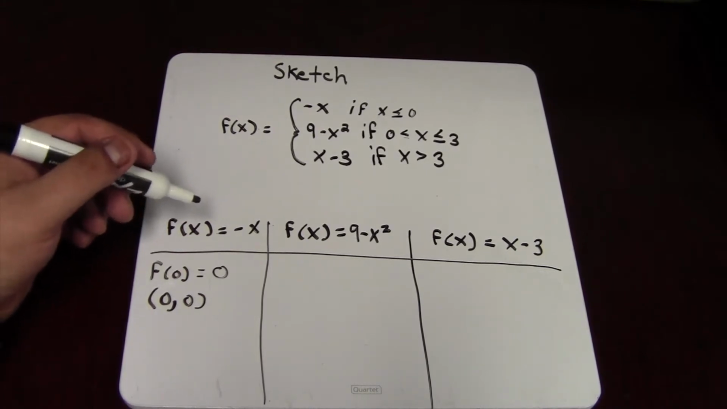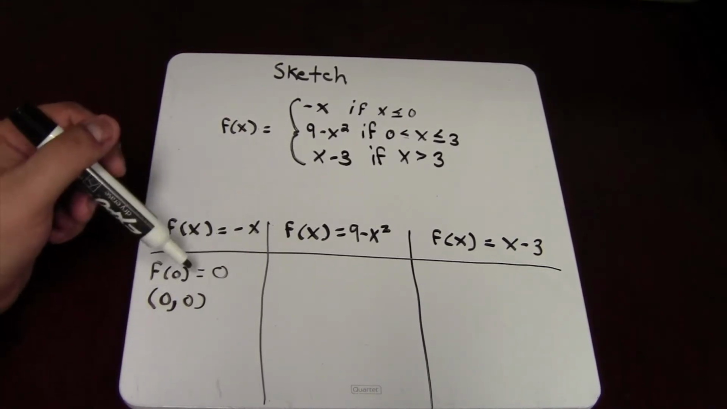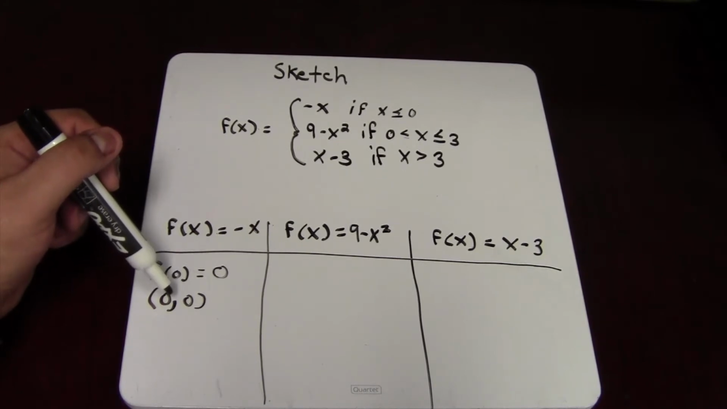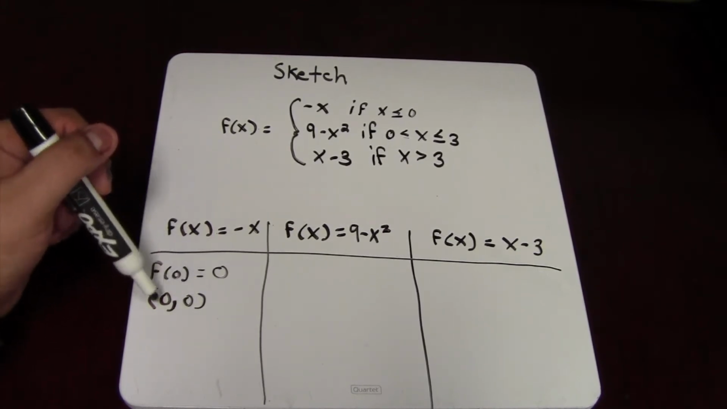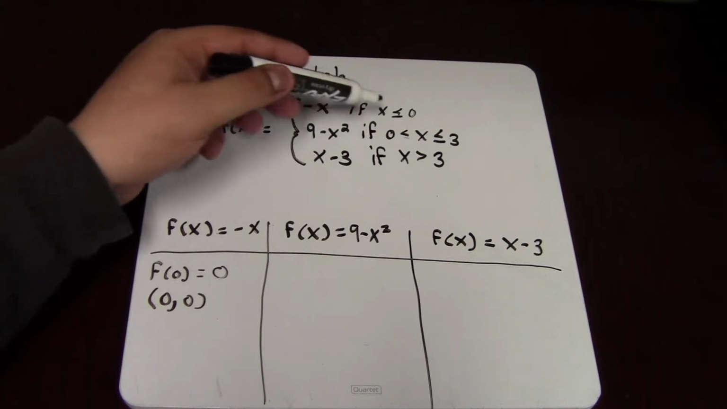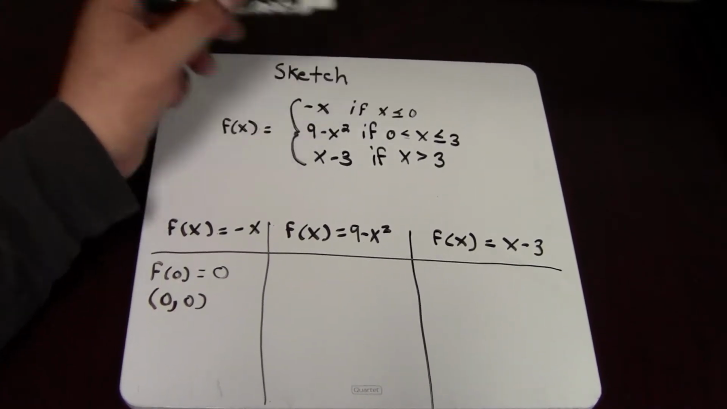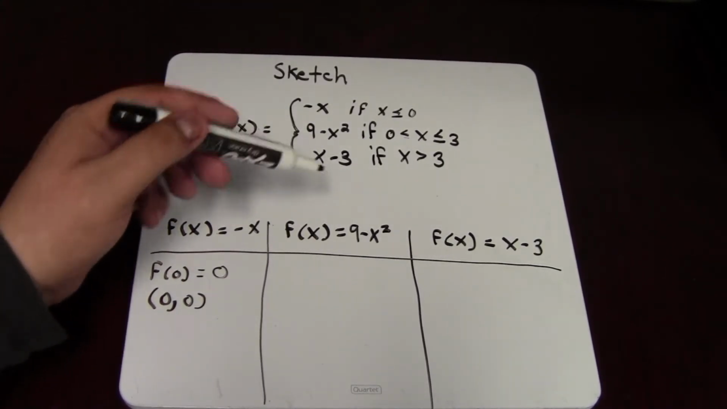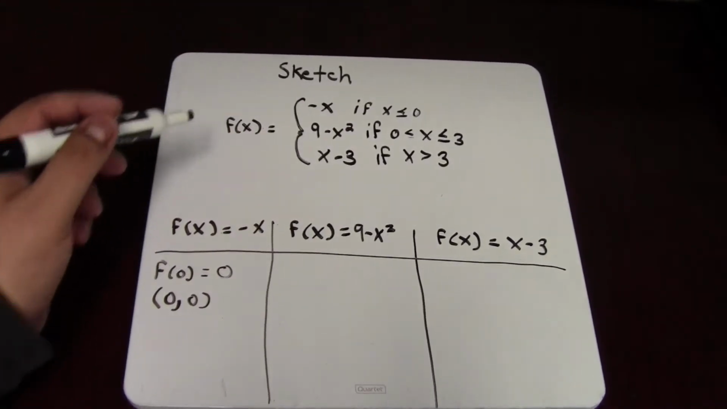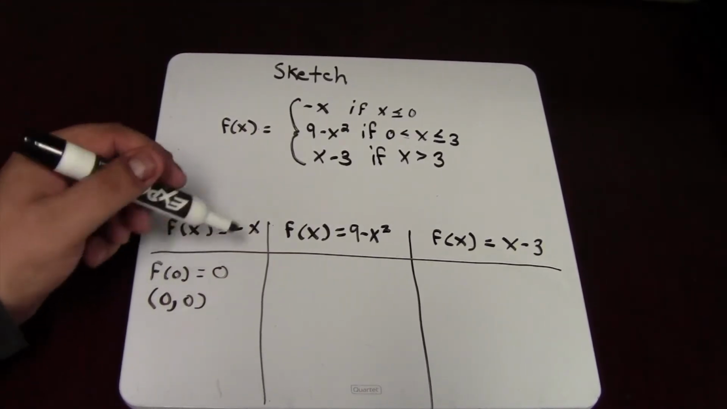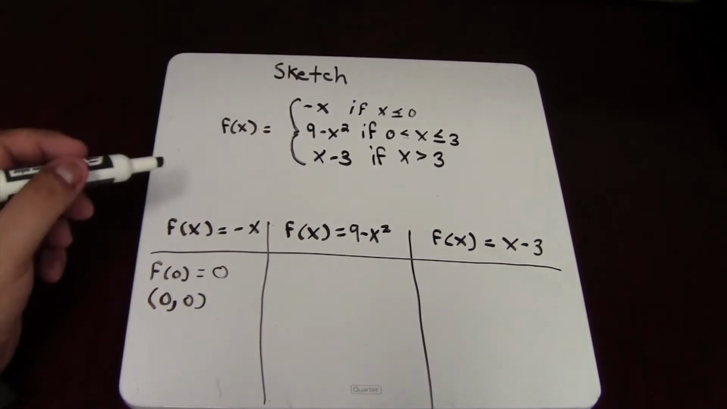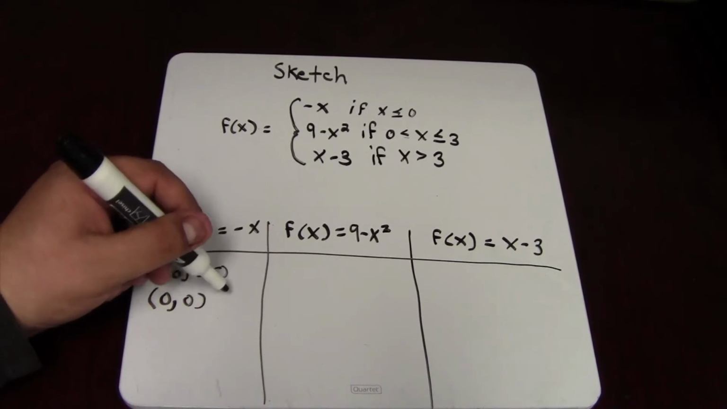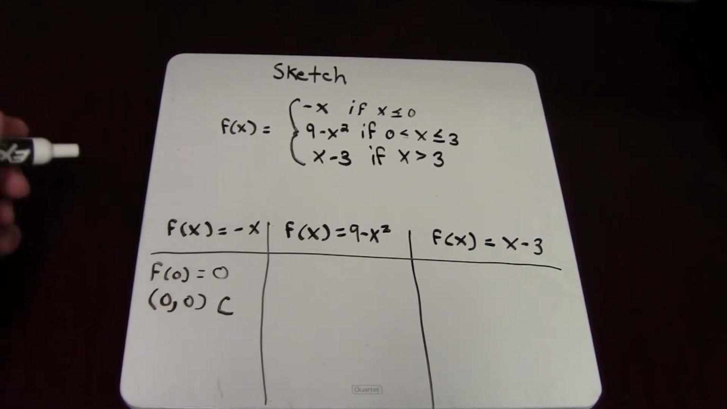The next thing that you have to determine here is if this point is an open circle or a closed dot. What we're basically asking is, is this point part of the function? Because this includes the equals to line here, x can in fact equal 0. So when x equals 0, it is part of this domain, so that means that this is a closed dot, and I'm going to abbreviate that with a C.